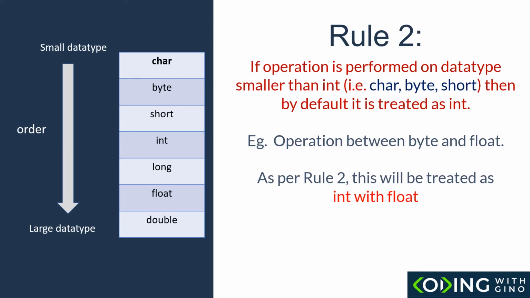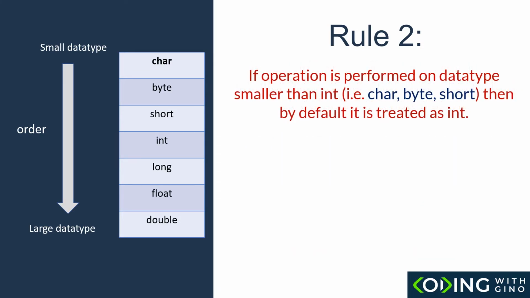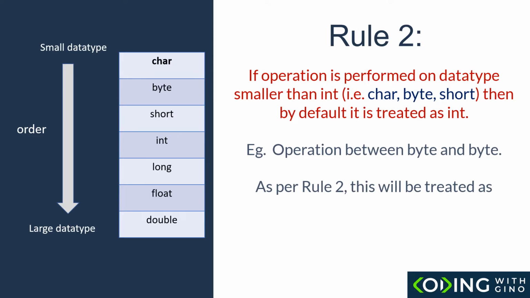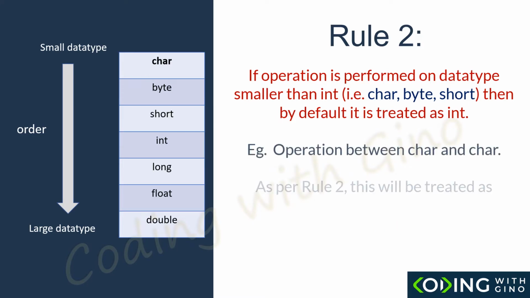How do we solve it now? Apply Rule 1. As per Rule 1, int is smaller data type and float is bigger. Int with float will thus give float. So that's how we were able to quickly solve an operation between float and byte using these 2 rules. Let's take another example, an operation between byte and byte. So, as per Rule 2, this will be treated as an operation between int with int, because all data types smaller than int are by default treated as int. In the same way, if an arithmetic operation is done between char and char, it will be treated as an operation between int and int.